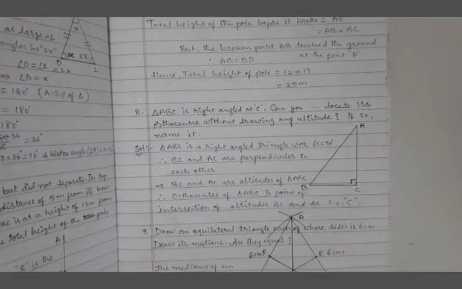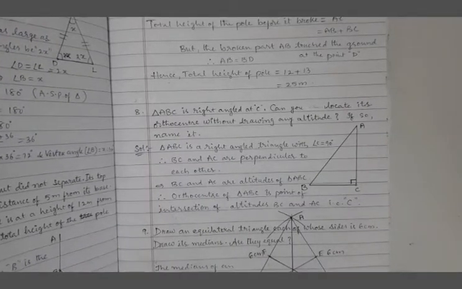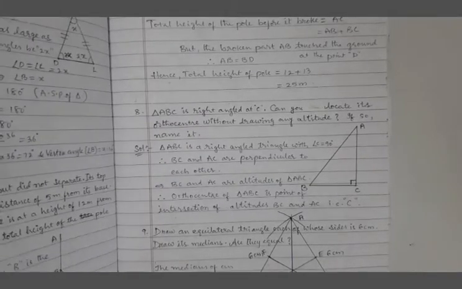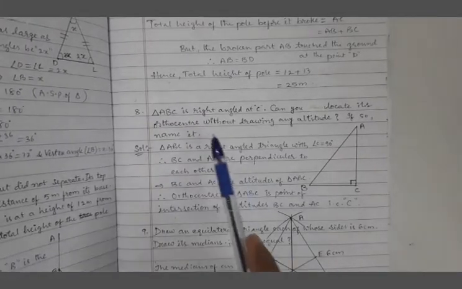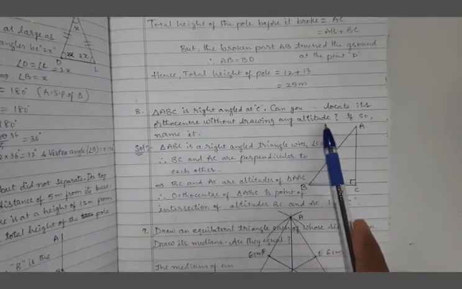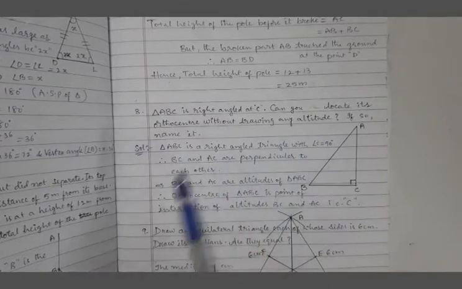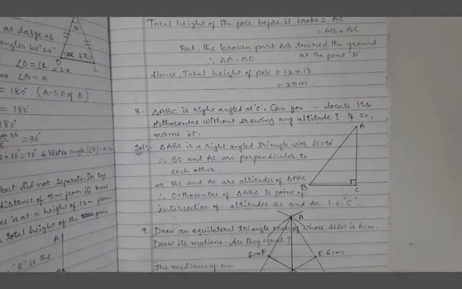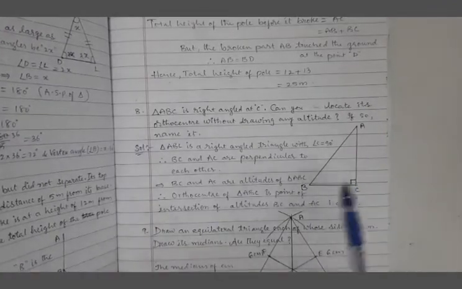What is the orthocenter? Orthocenter is the point of concurrence of the altitudes of a triangle. Minimum 2 altitudes are required. But what they said in the question is, without drawing any altitude. Without drawing an altitude, how will we get it? That is the thing we have to keep in mind.